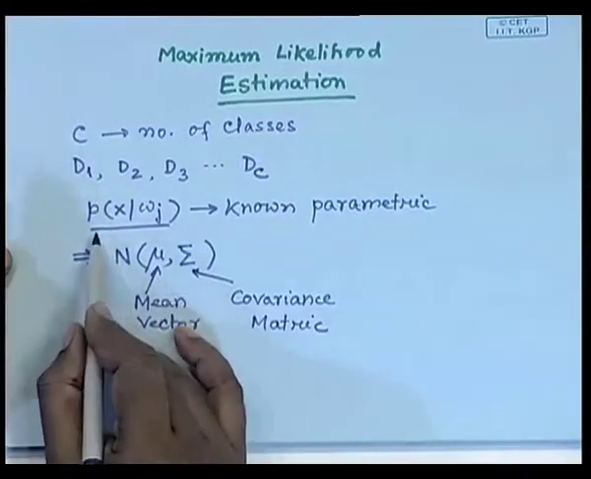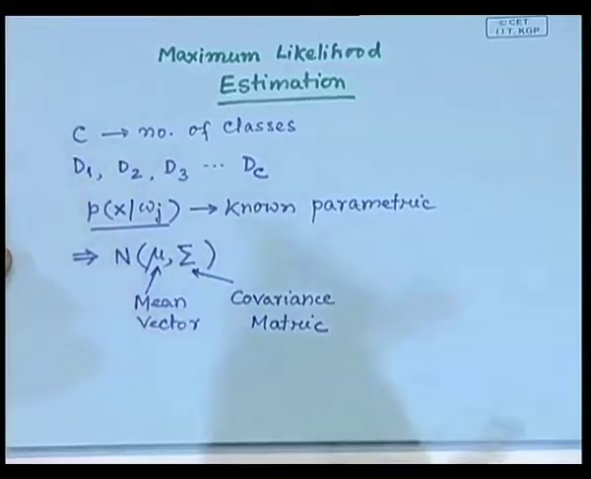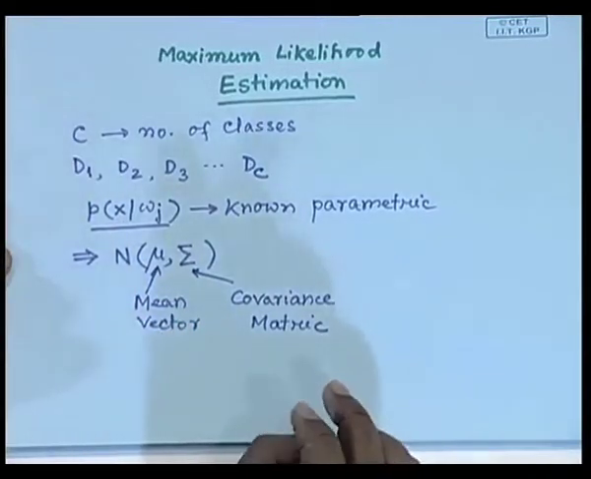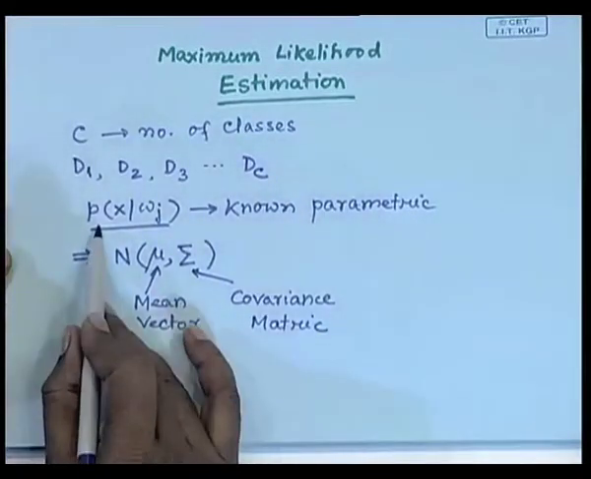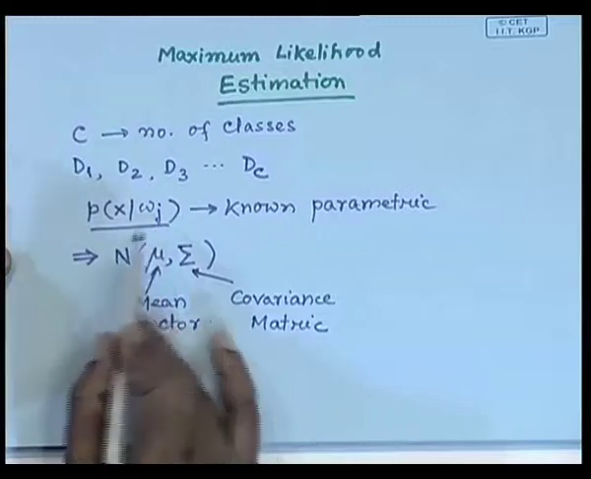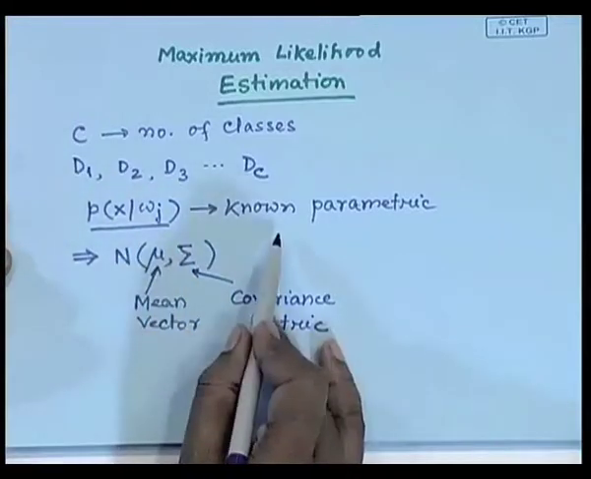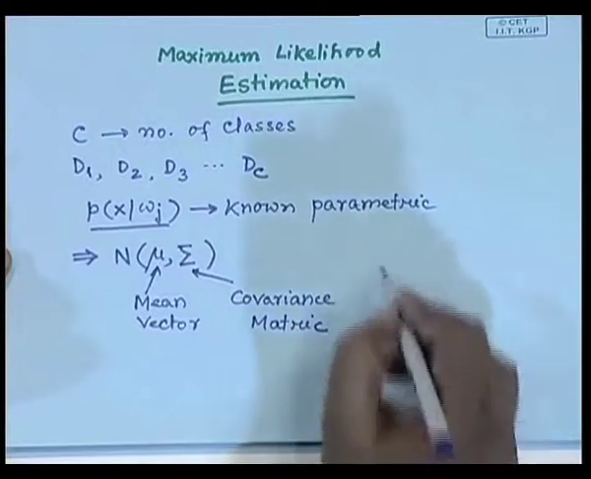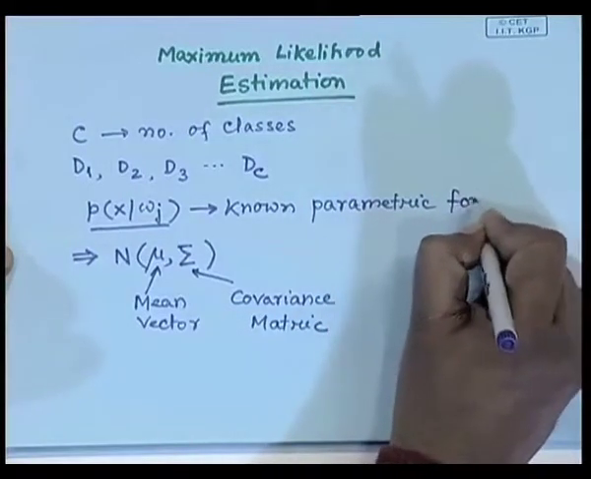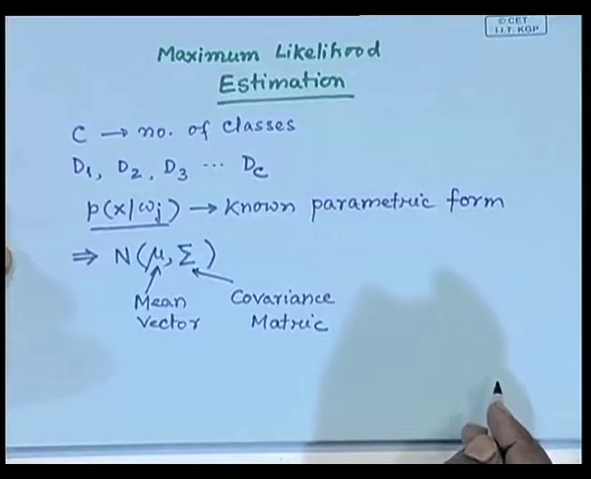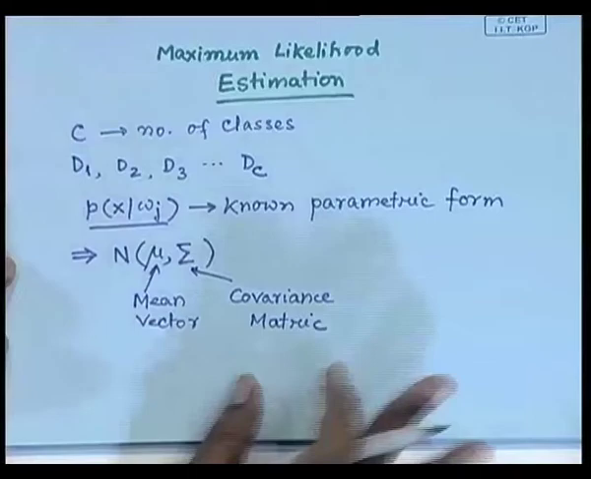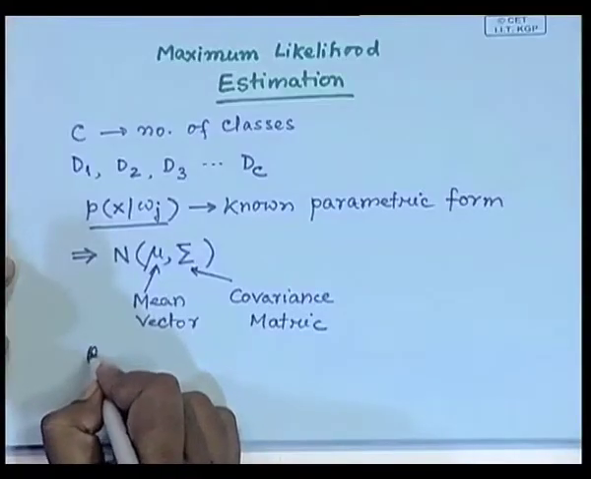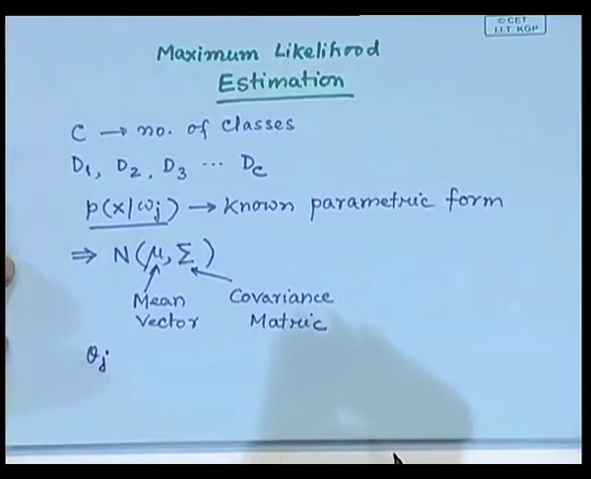Okay. So, what I assume there is that the samples in set D j are drawn independently according to the probability law P x given omega j, where this P x given omega j has a known parametric form. Okay. So, in general I can assume that for class omega j, the parameter vector is a vector given by theta j. Okay.